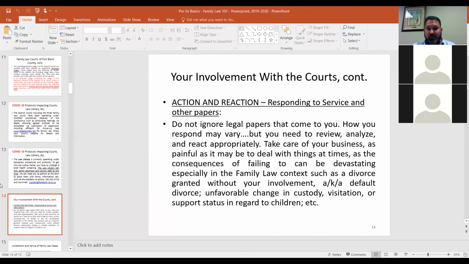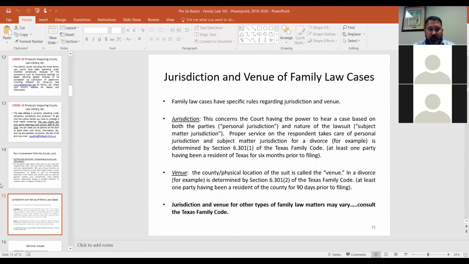I know it's unpleasant. Nobody likes to have to really deal with this kind of stuff, but it's obviously very important, especially in the family law context, because failure to take care of business can result in some negative things. Default divorces granted against you, a change in your family situation, be it custody or support, visitation, things like that. So you've got to bite the bullet and go forward, and we're here to try and assist you in doing that.